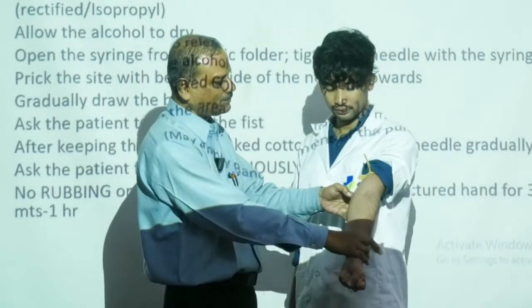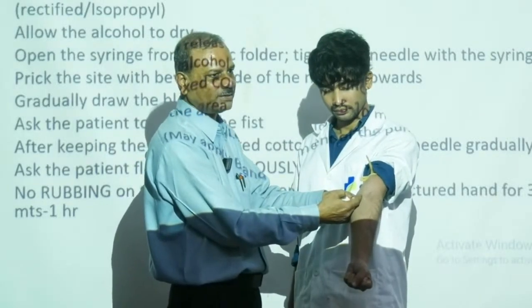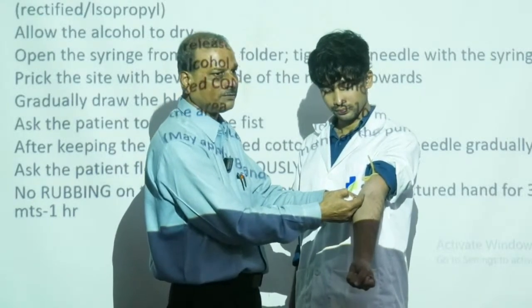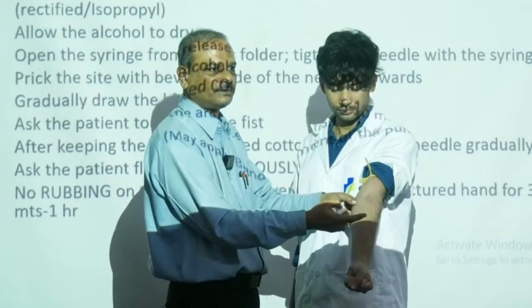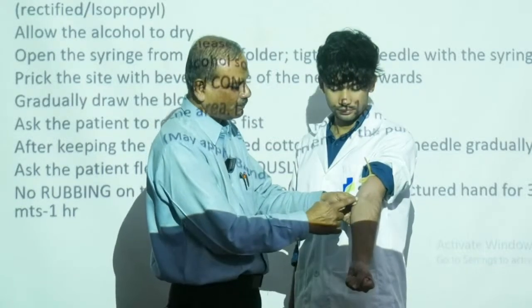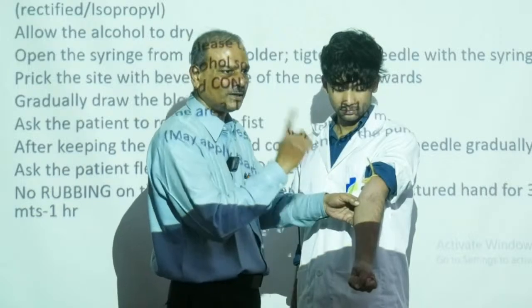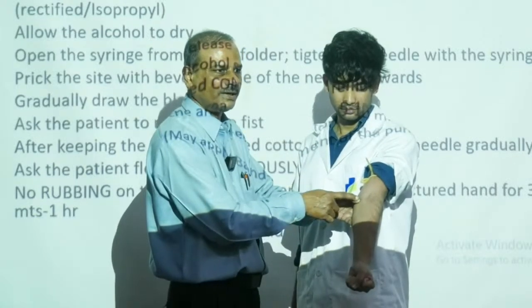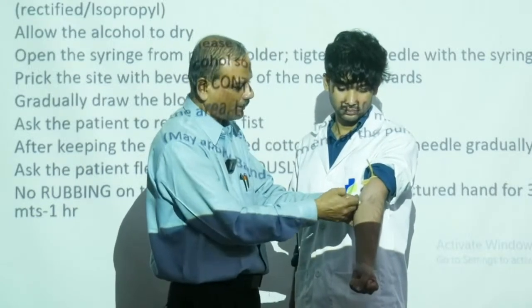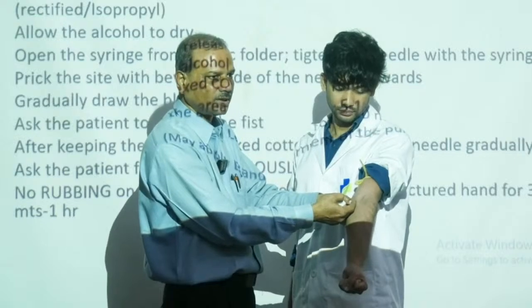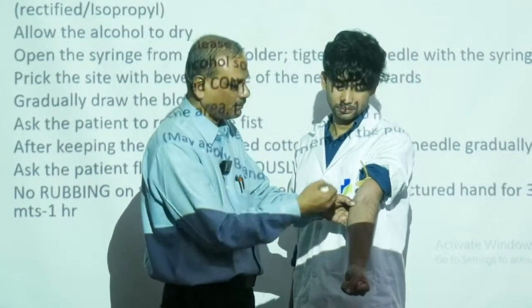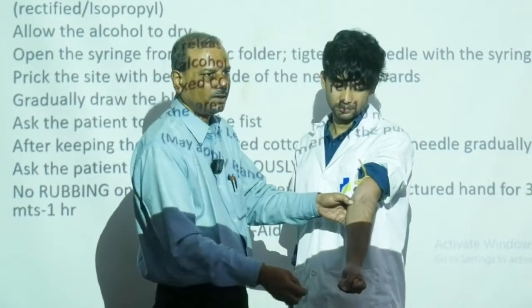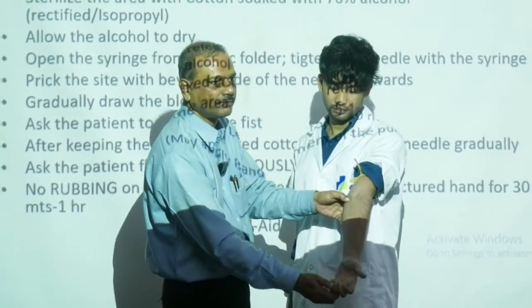So once this area is prepared, you prick it from the side. You can prick directly on the vein, but then the bleeding will be maximum. If you prick it from the side, there will be little pain, but that blood area will be blocked. After you insert the needle, you do not ask the patient to release the fist. Once the blood is drawn, then you ask the patient to release the fist.